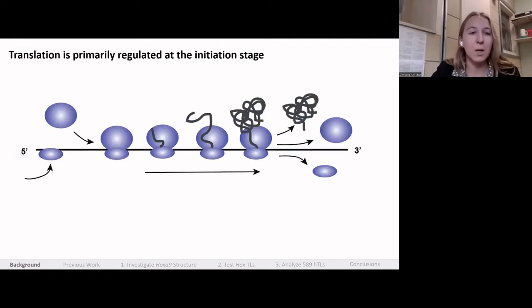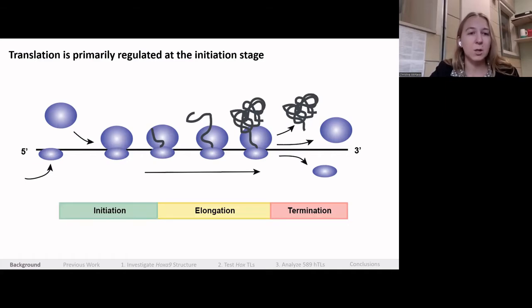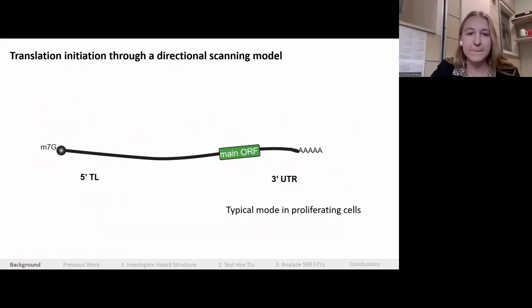Eukaryotic translation is broken up into 3 parts: initiation, elongation, and termination. However, translation is primarily limited by initiation, where the pre-initiation complex or ribosome identifies a start codon and commits to protein synthesis. Typically, mRNA translation follows a cap-dependent directional scanning model. First, the eIF cap binding complex binds to the 5' cap of the mRNA. The 40S pre-initiation complex, which is made up of several initiation factors, is then recruited to the 5' cap. It then scans the transcript leader in search of a start codon.